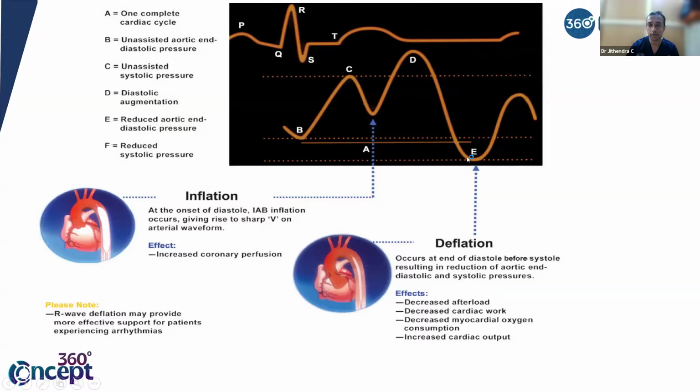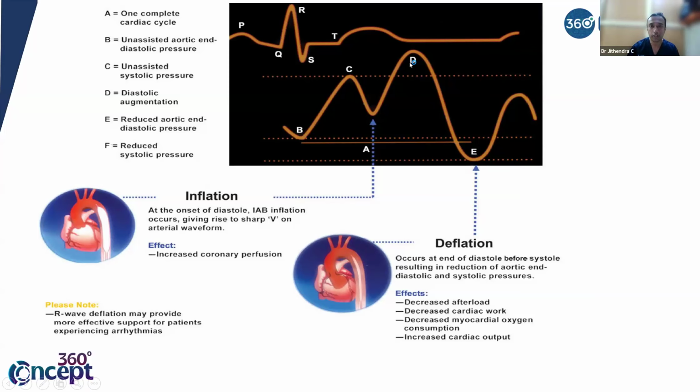After the assistance, you see that the diastolic pressure goes down. Before that, it is high. So this is the assisted end diastolic pressure, and this is the unassisted end diastolic pressure, which is a little higher. Next, coming to C, is your unassisted systolic pressure. Here there is no assistance from the balloon. The balloon is not yet inflated. So this is your unassisted systolic pressure at C.